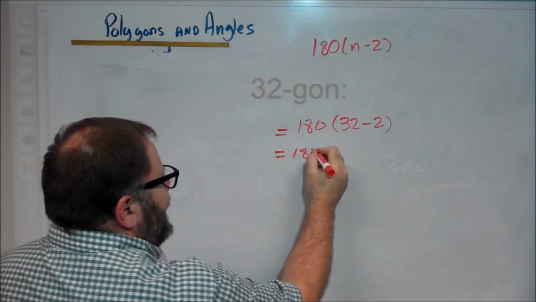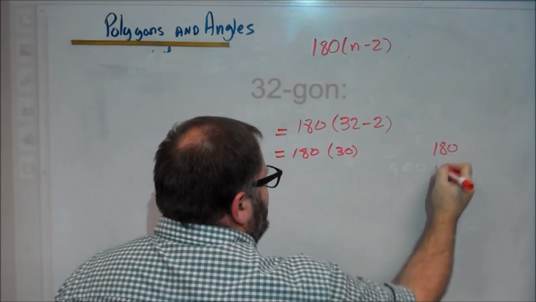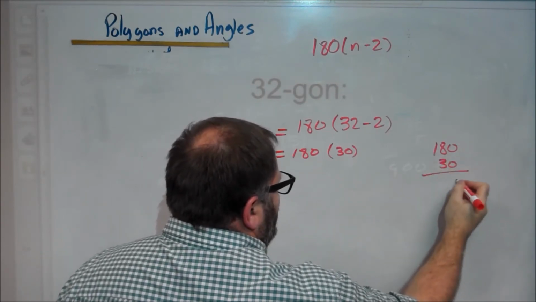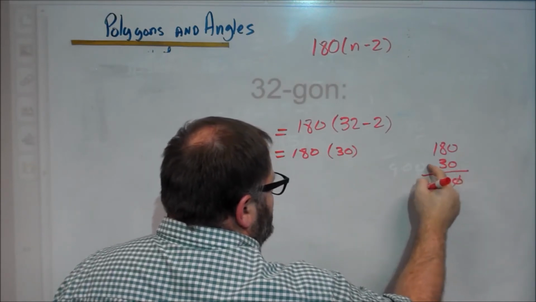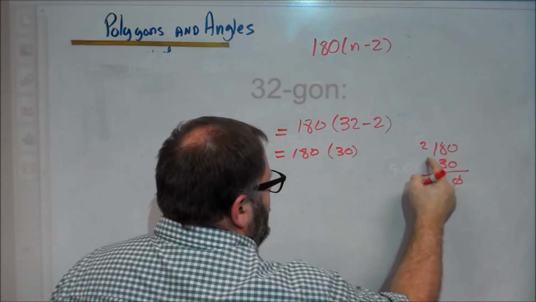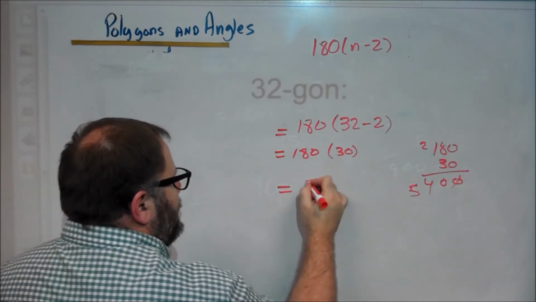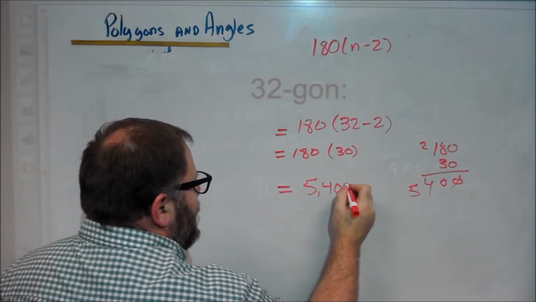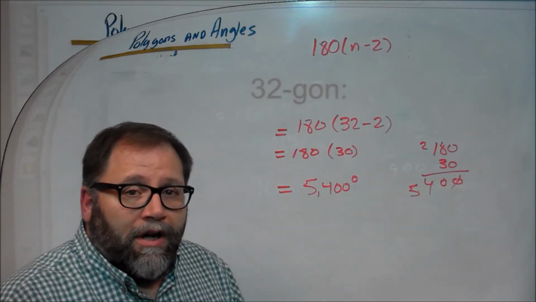So now I've got 180 degrees times 30, and I go off to the side here, and hopefully you picked a spot where you have room on your paper. 0, that's my annexed 0 there, and then 3 times 0 is 0, 3 times 8 is 24, 3 times 2 plus 2 is 5. Wow. The measure of all those angles is 5,400 degrees. Okay, last one.